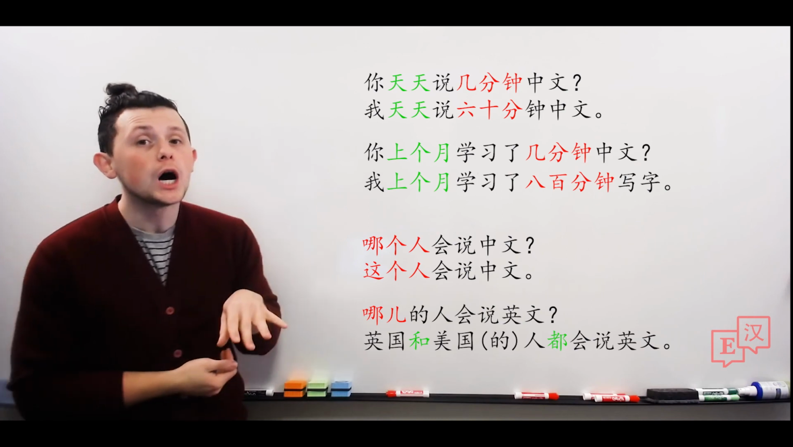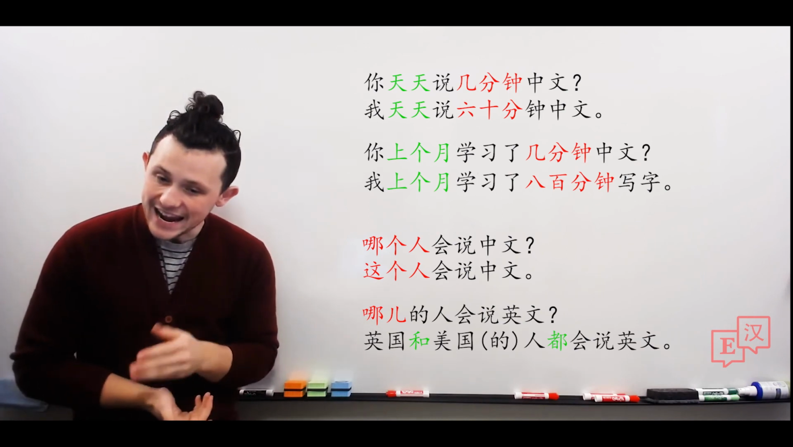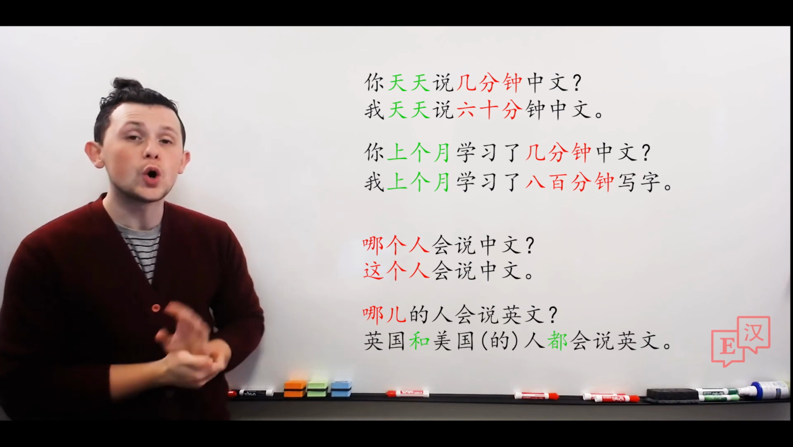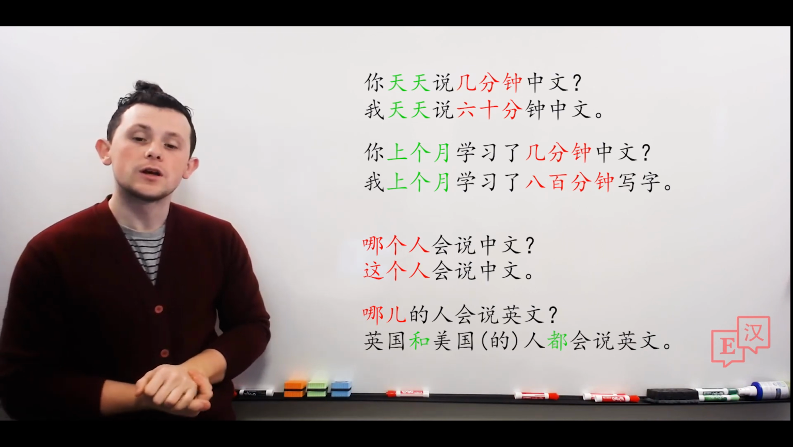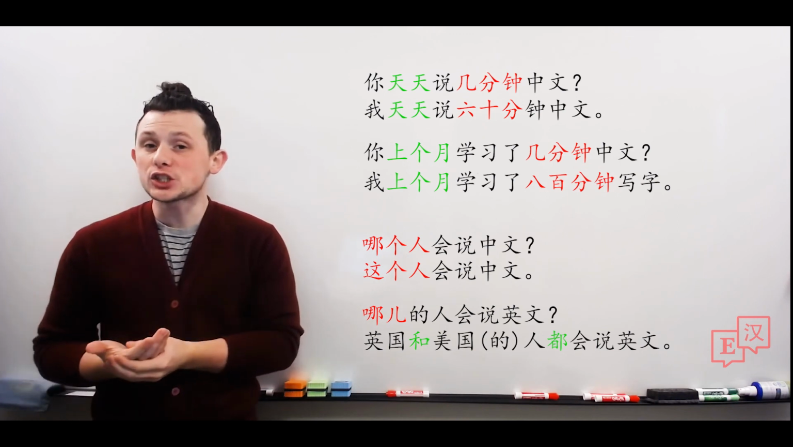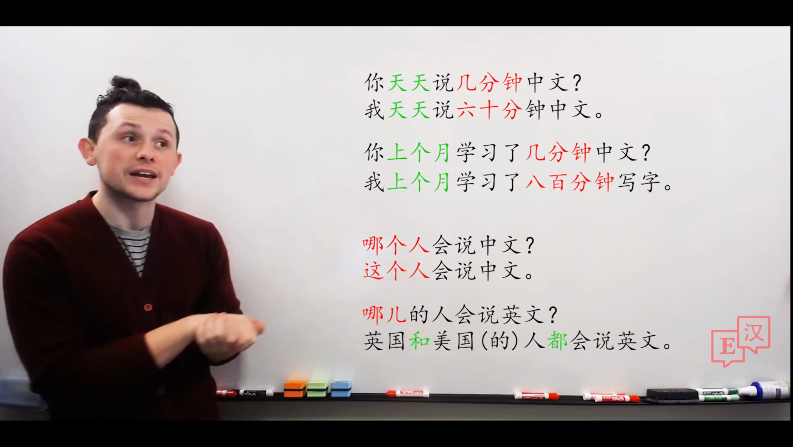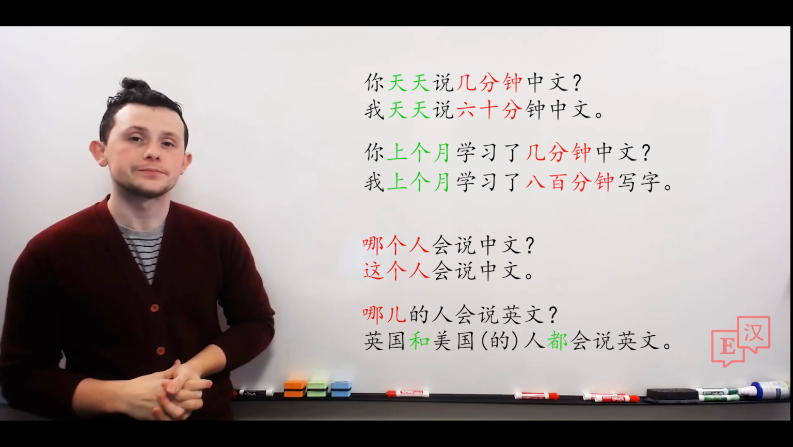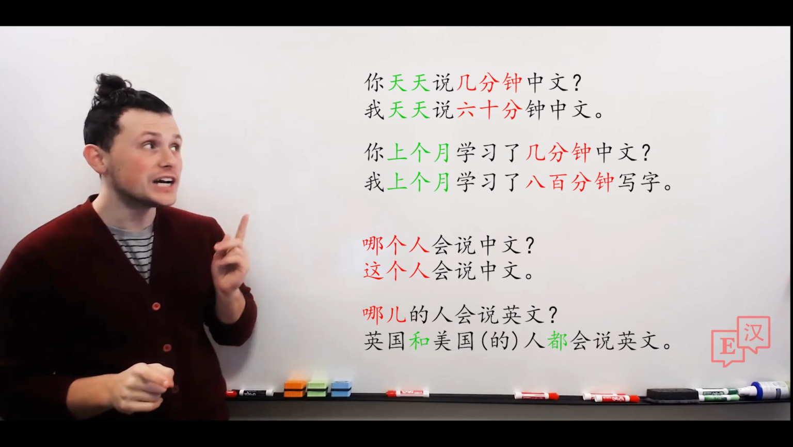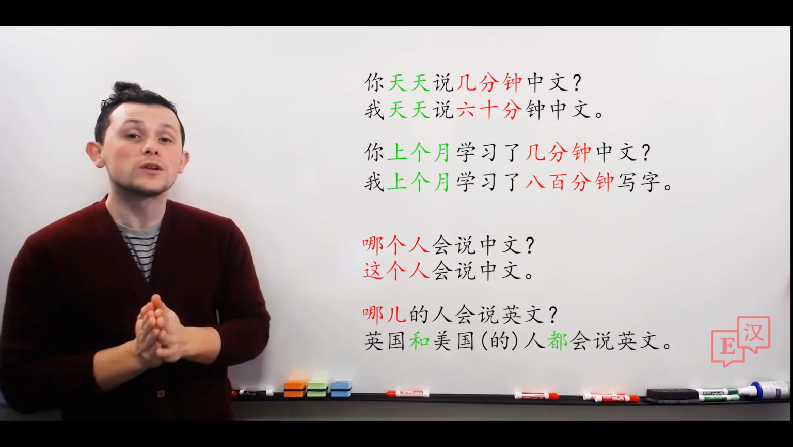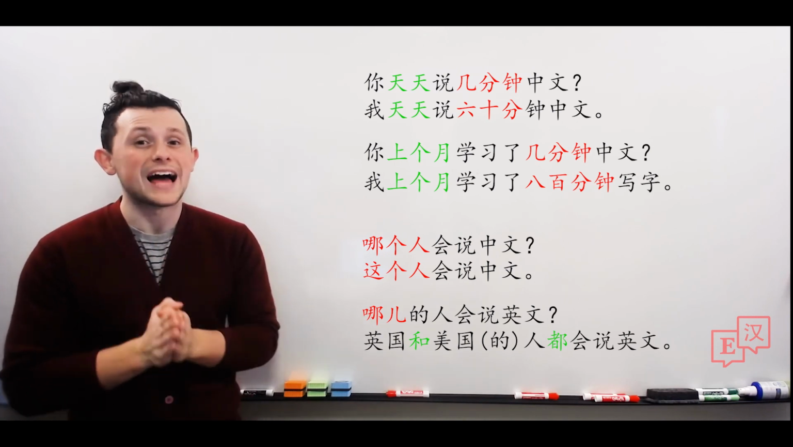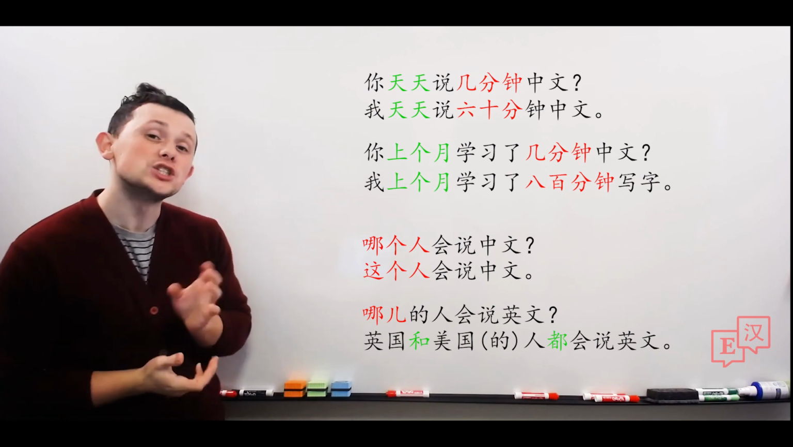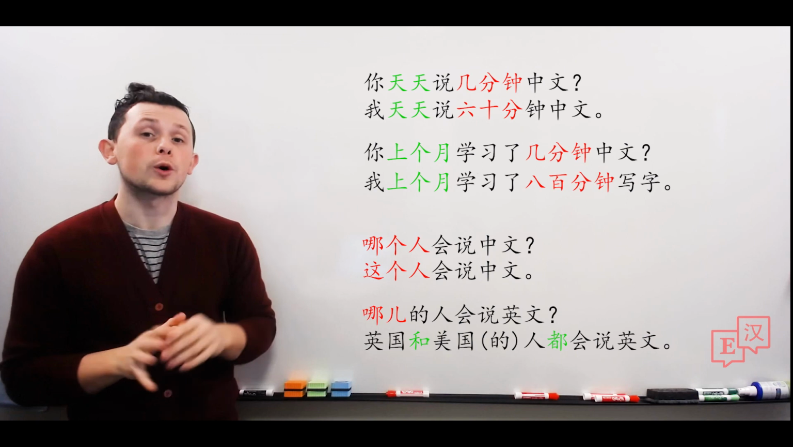英国和美国人都会说英文. So England and American people are all able to speak English. That 和 and the 都, you haven't seen those before. We'll learn those in a very soon class. But the 和 basically means and, it connects two nouns, and 都 means all of or both.